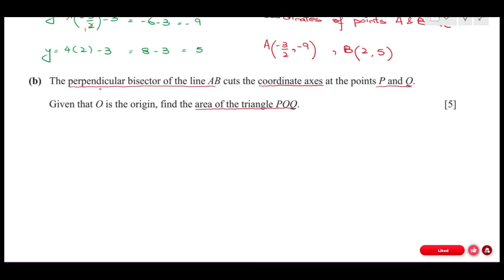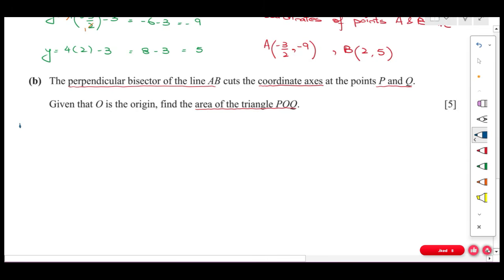And then when you have the points P, Q and O, you just need to figure out the area of that triangle. Okay, so for the perpendicular bisector of the line AB, we need the slope of AB and we need the midpoint of AB. So here, first solve for the midpoint of AB. For the midpoint, we need to add the x components and divide by 2. So we know that 3 by 2 is 1.5, so minus 1.5 plus 2 divided by 2. This is the x component. And add the y components, minus 9 and 5: minus 9 add 5 and divide by 2.